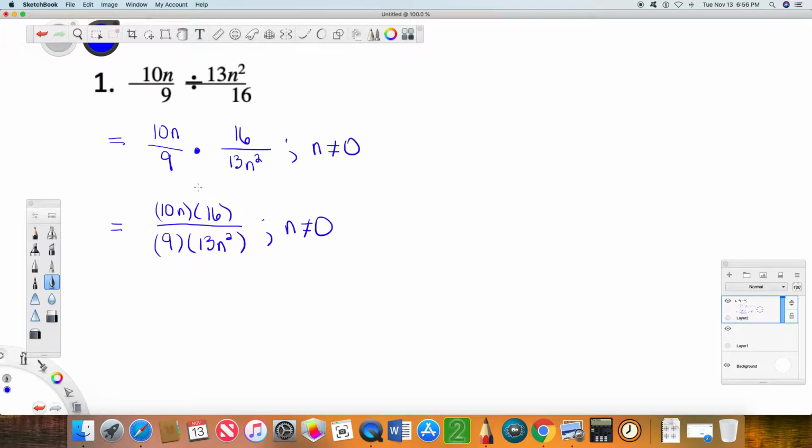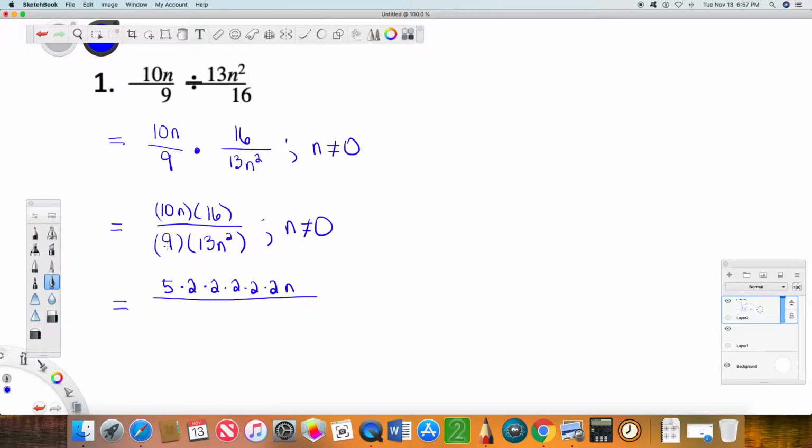We look at this and we see that there is an n that's in common, but let's factor everything. Let's write it all in factored form so that we can really see what cancels and what does not cancel. So I'm going to factor 10 into 5 times 2. I'm going to factor 16 as 2 to the 4th power. 4 factors of 2. 2, 3, 4. And I have that variable n.